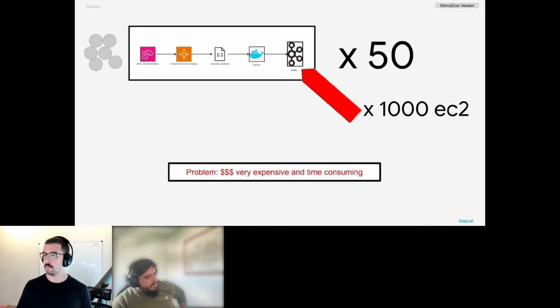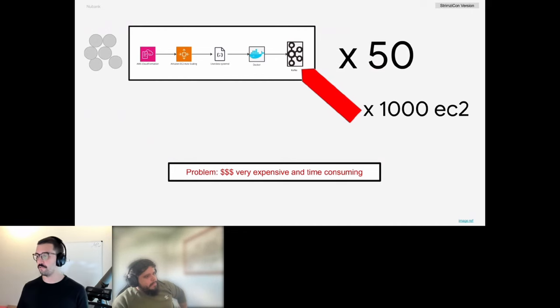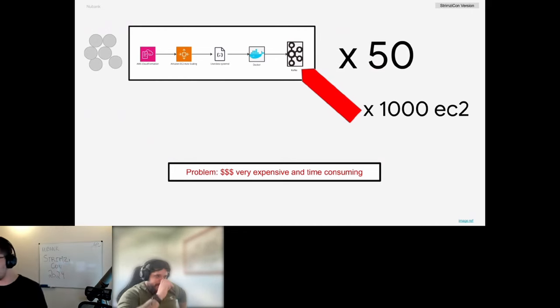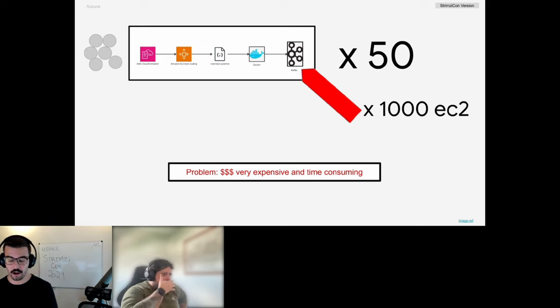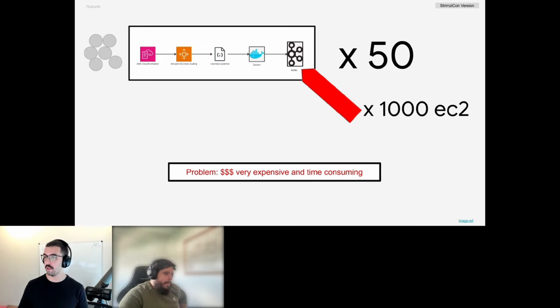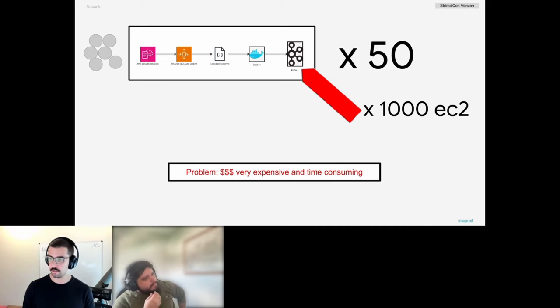But when we got to 50 copies of Nubank, 50 Kafka clusters, thousands of EC2 instances, it wasn't so easy for us to just deploy everything, because then we would have twice the amount on our AWS bill, and it would be very time consuming. So we couldn't keep up with this form of making upgrades.